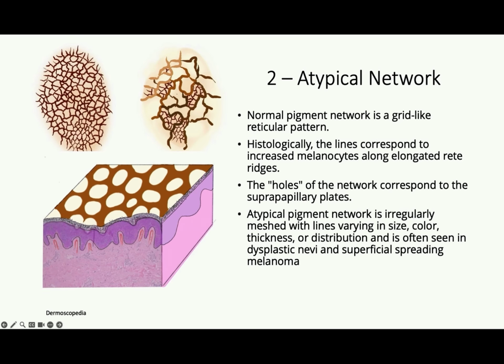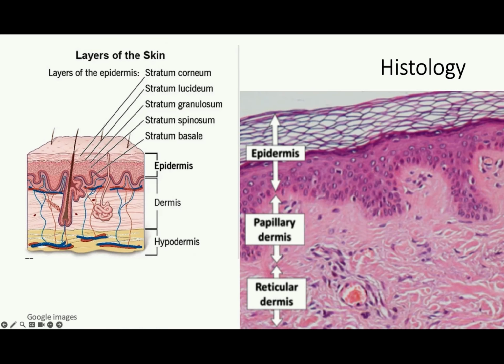The second parameter is atypical network. Now, what is network? Normal pigment network is a grid-like reticular pattern. Histologically, the lines correspond to increased melanocytes along the elongated rete ridges in the dermis, and the holes that you see, the white areas, are actually the suprapapillary plates where there's less pigment. Just to show you, if you can see the pointer, this is where the dark line would be, corresponding to all this pigment right here, and the white holes would be these areas right here.